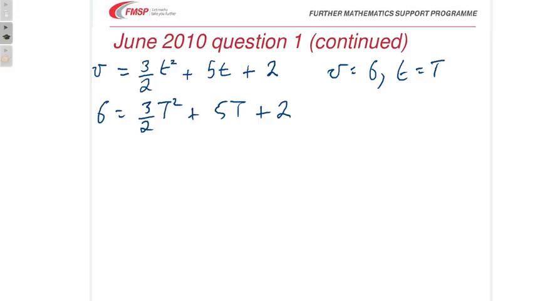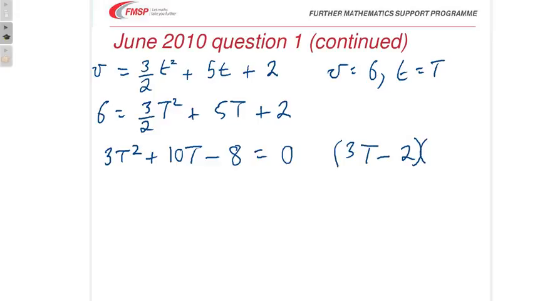plus 5T plus 2. Let's rearrange that a bit and just tidy it up. It comes to 3T squared plus 10T minus 8 equals 0. And that factorizes. So the only positive value of T is 2/3. We'll ignore the negative value of T of minus 4.